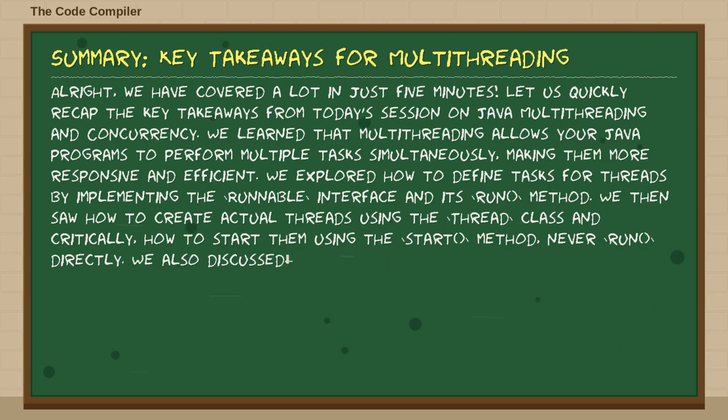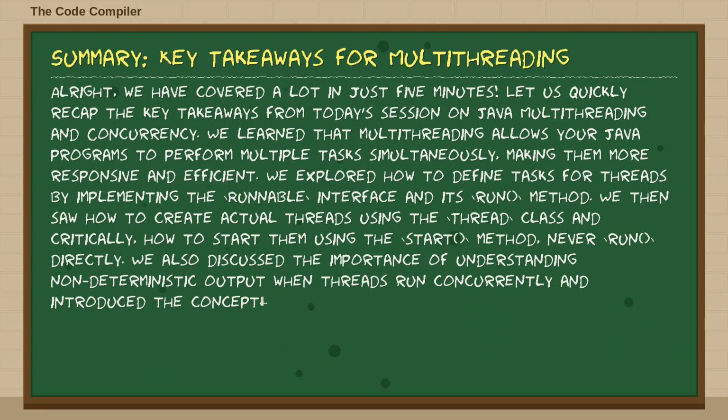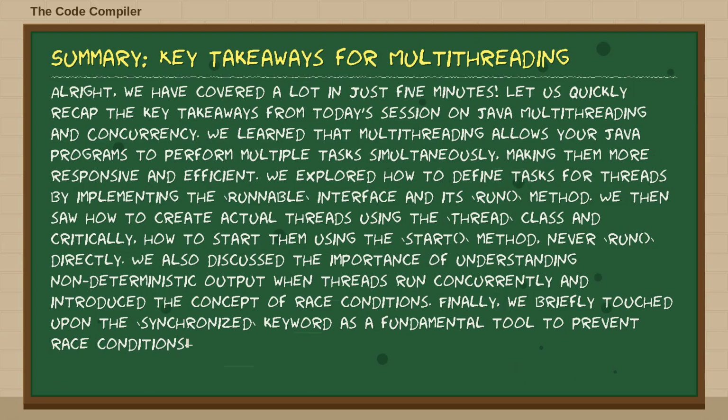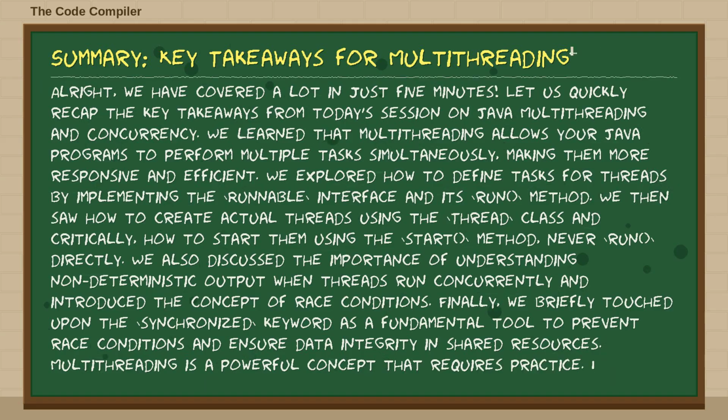We also discussed the importance of understanding non-deterministic output when threads run concurrently and introduced the concept of race conditions. Finally, we briefly touched upon the synchronized keyword as a fundamental tool to prevent race conditions and ensure data integrity in shared resources. Multithreading is a powerful concept that requires practice. I encourage you to experiment with the code examples we discussed.